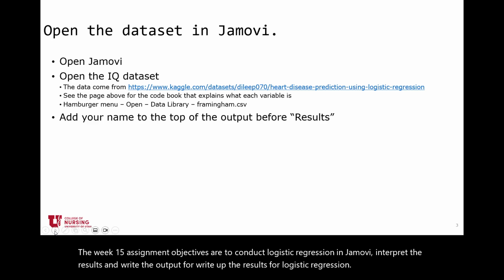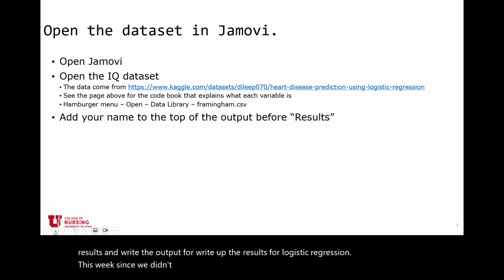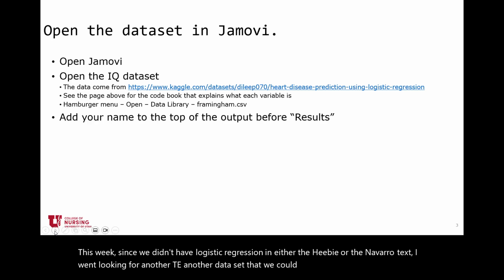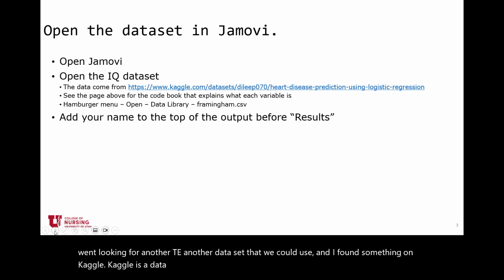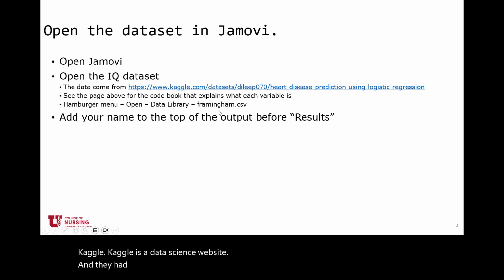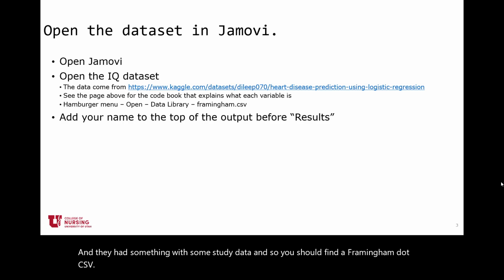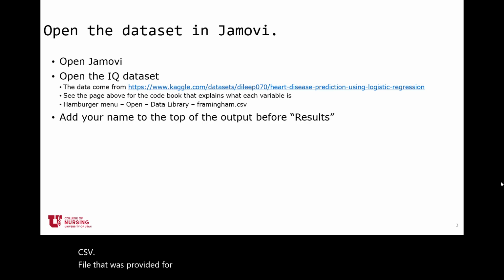This week, since we didn't have logistic regression in either the Navarro text or the other text, I went looking for another data set that we could use, and I found something on Kaggle. Kaggle is a data science website, and they had something with some study data, and so you should find a framingham.csv file that was provided for you, and so we're going to take a look at that.